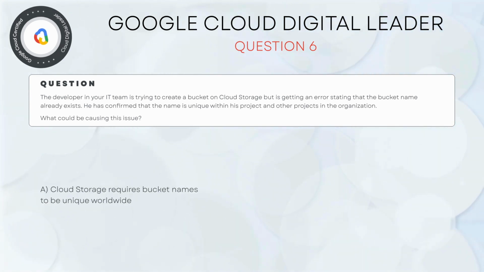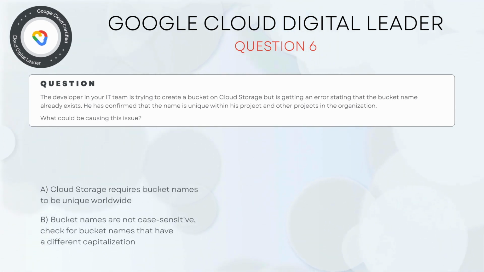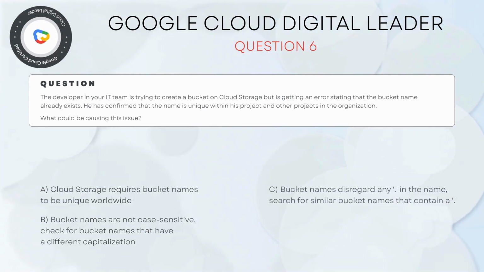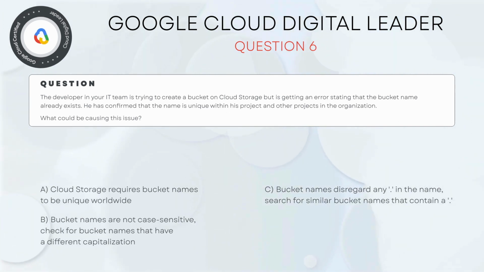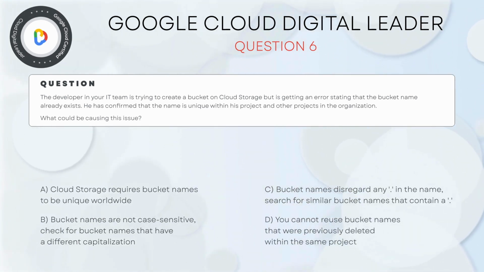A. Cloud Storage requires bucket names to be unique worldwide. B. Bucket names are not case sensitive. Check for bucket names that have a different capitalization. C. Bucket names disregard any dot symbols in the name. Search for similar bucket names that contain a dot symbol. D. You cannot reuse bucket names that were previously deleted within the same project.